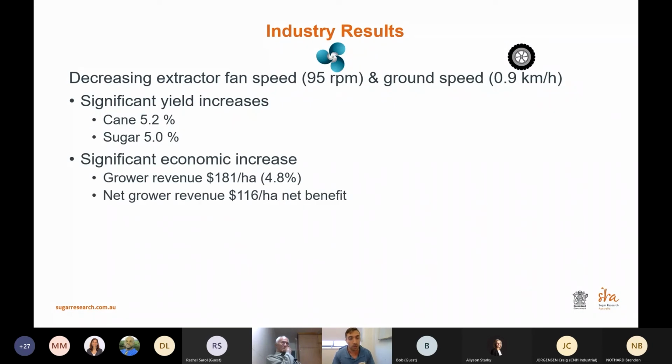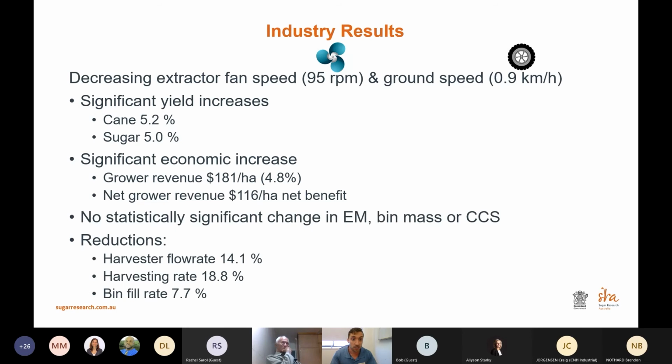If you just looked at grower gross revenue, the grower picked up an extra $181 per hectare. If you look at net grower revenue, where you take into account the additional harvesting costs, and I'm not an economist, so I'll let Brendan Nothad delve deeper into the actual cost of harvesting. But when you take in the true cost of harvesting as well by recovering the additional tonnes of cane that's required, because there is a reduction in flow rate, it still left the grower an additional $116 per hectare.